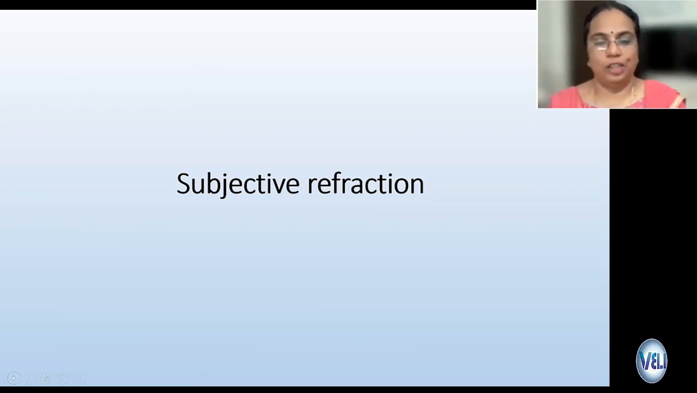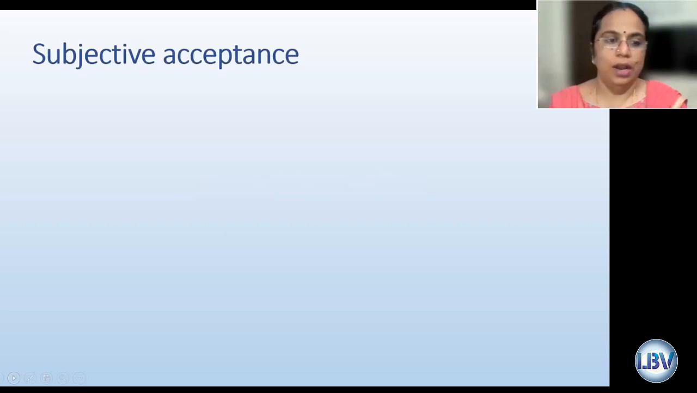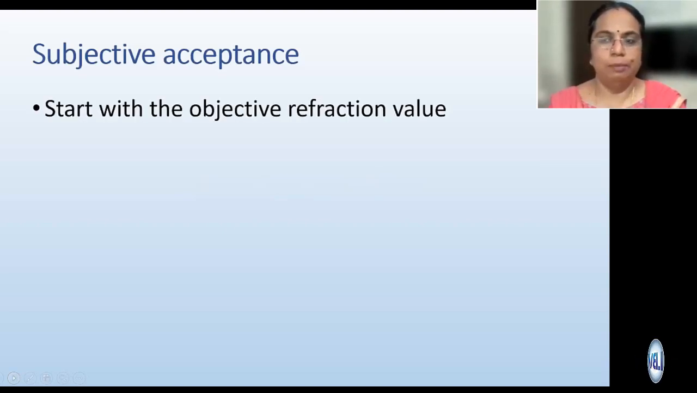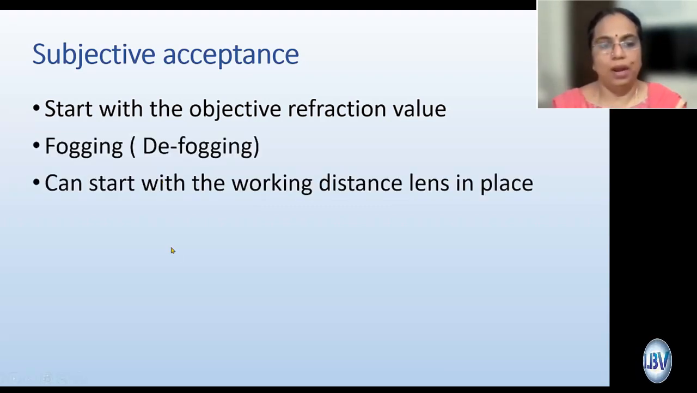In subjective refraction, there are 3 things that I normally do in terms of keeping the accommodation in control. The first thing is you can start off with the objective refraction value with the working distance lens in place. So say I get a +1 and my working distance is +1.5. I start with the +2.5 and I slowly defog monocularly, one eye at a time. Now, when I say defog, there's one thing that you should absolutely remember.